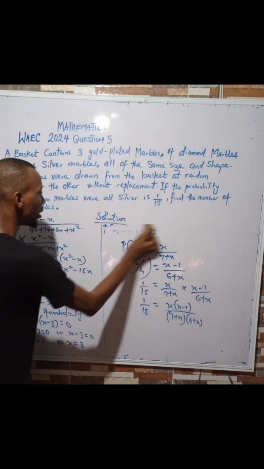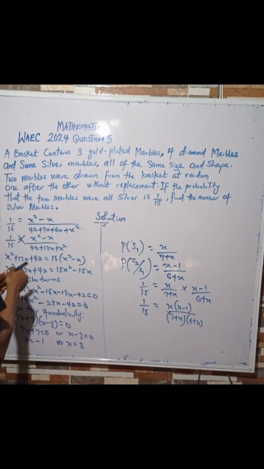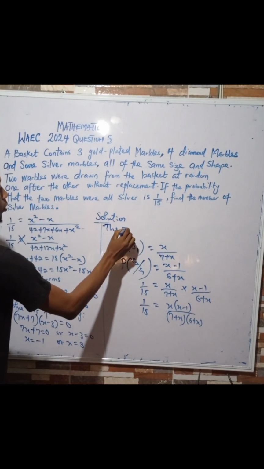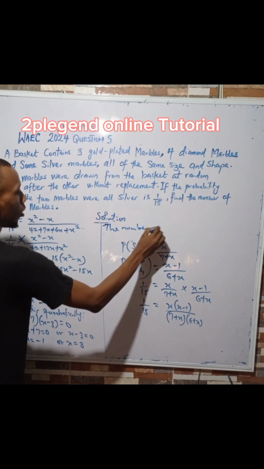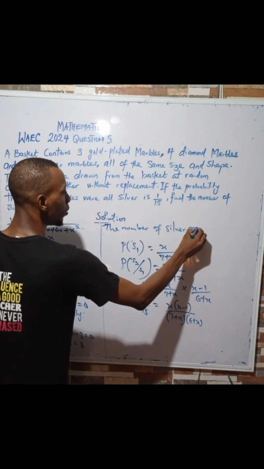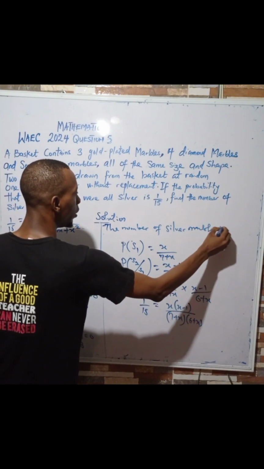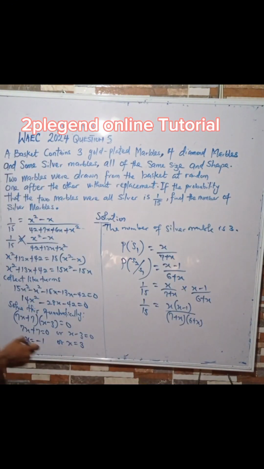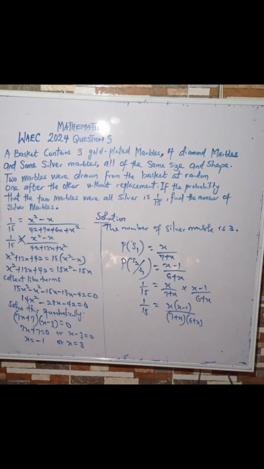So we are writing it out here as the number of silver marbles is 3. So that's the number of silver marbles in that question.